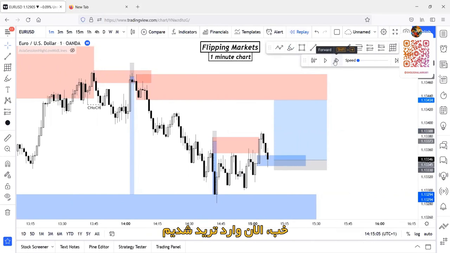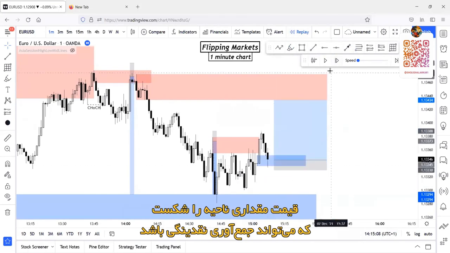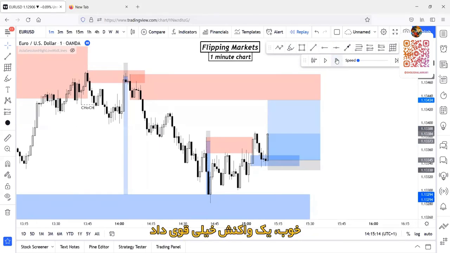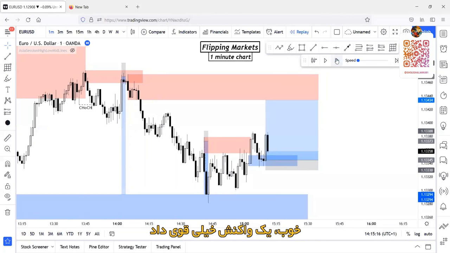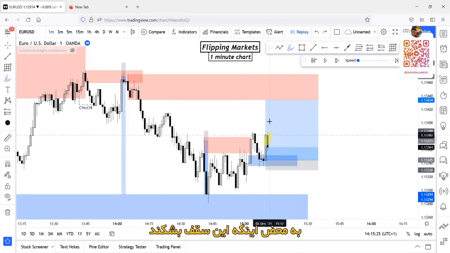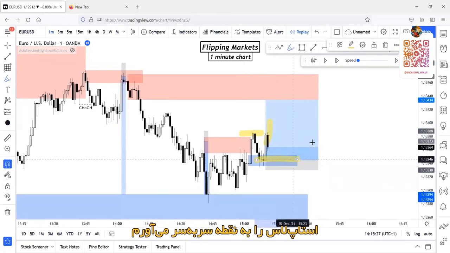Okay, price tagged in and actually broke this zone a little bit. It could be a liquidity call, but let's see if it keeps us in. Yeah, it might be okay. Strong reaction, and I wouldn't set my stop loss to break even until this high breaks. So as soon as this high breaks, I will set my stop loss to break even.